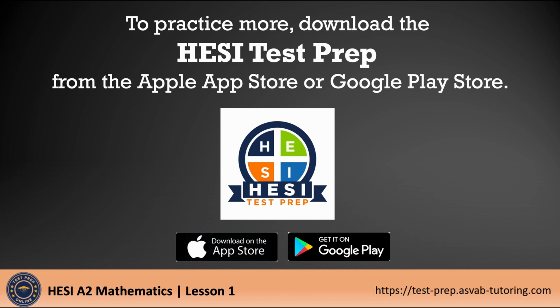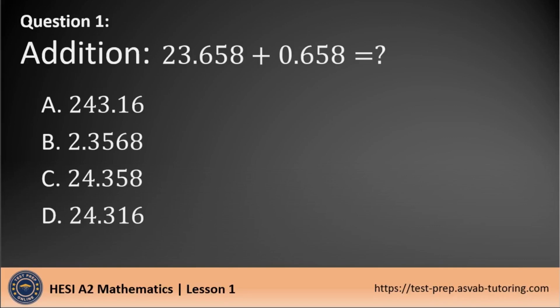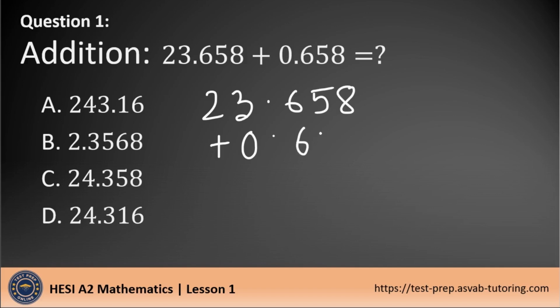So let's get started. Let's start with question number 1, the addition of two decimal numbers. So we need to write down the numbers, 23.65 and 8.0. Here we're going to add. We need to maintain the alignment of the decimals, otherwise it will give us the wrong answer. So here, 0.65 and 8.